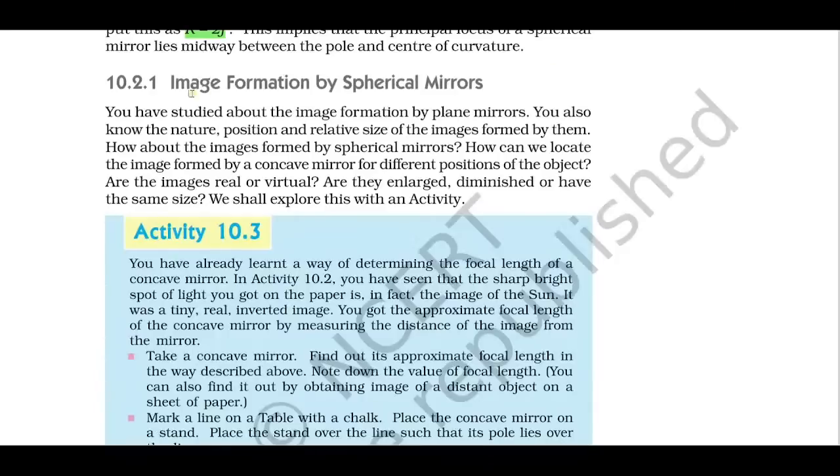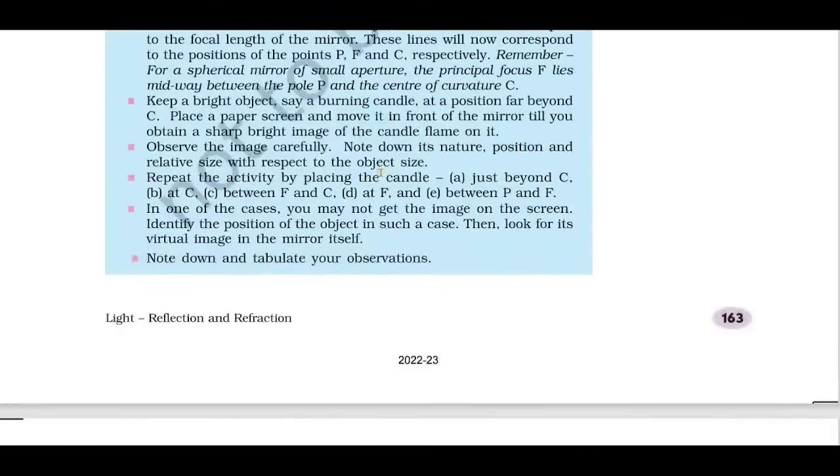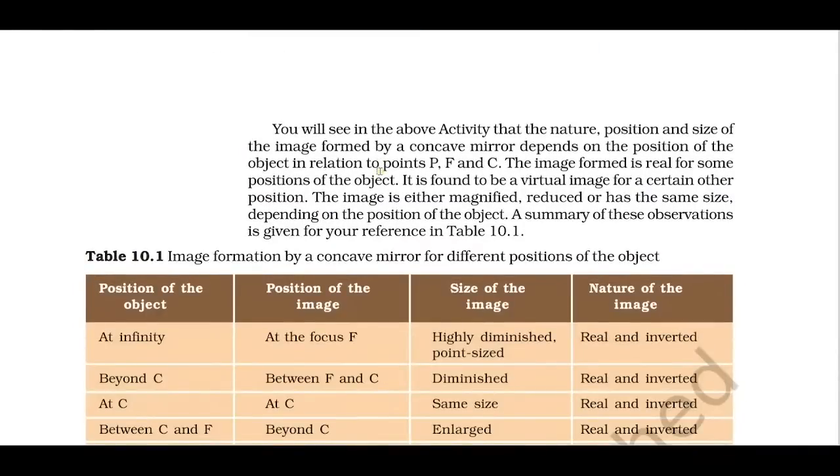Now we'll see image formation by the spherical mirror. Definitely a ray diagram will be there for 3 marks. If you get a ray diagram based on mirror, then you can expect a 3-mark numerical based on the lens. Otherwise, if the ray diagram is asked based on lens, then you can expect a 3-mark numerical on the concept of mirror.